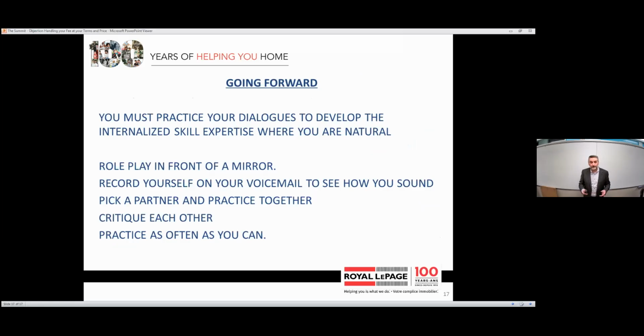Going forward, what do we got to do? Well, we got to practice our dialogues. Practice, drill, and rehearse. PDR. I think I shared that acronym with you in the first course. PDR. Practice, drill, rehearse. Something I hope and encourage that you're doing every day. Internalize these types of dialogues. Role play in front of a mirror. I mean, it might look odd if somebody walks in while you're doing it, but who cares? Hopefully the person that walks in while you're doing it shares a laugh with you. Record yourself on your voicemail to see how you sound. I've shared that idea with you before.